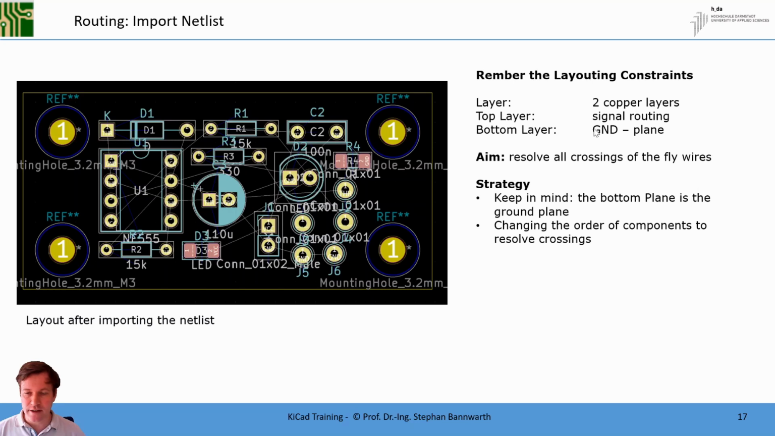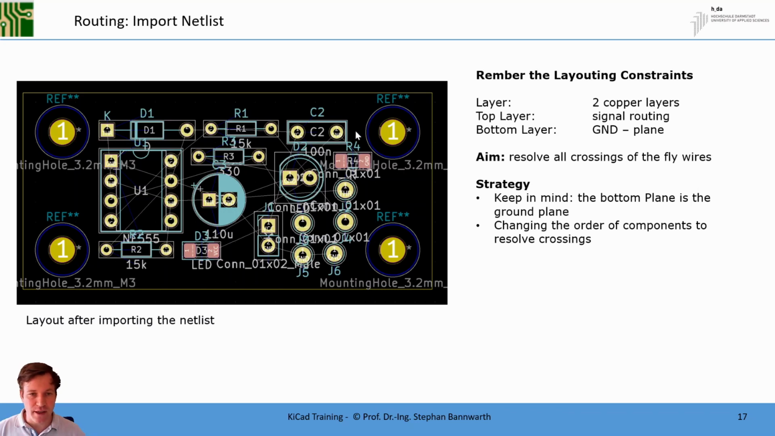Remember the layout constraints. We have a 2-layer board. The top layer is for routing and the bottom layer is for the ground plane. So especially as in every game, you need some rules how to play the game of puzzling the components. So the aim of our game is to resolve all crossings of the flywires, and the rules are the strategy for our game. Keep in mind that the bottom plane is the ground plane.